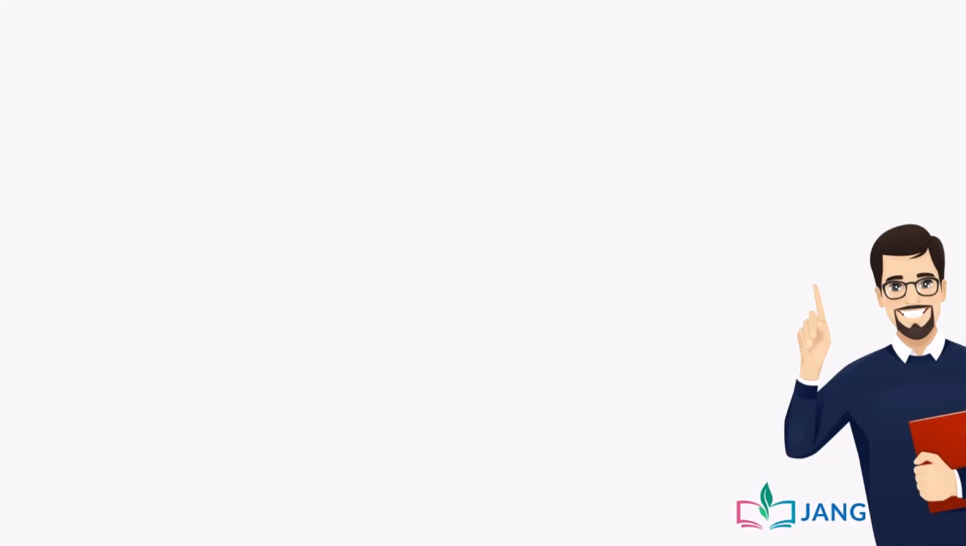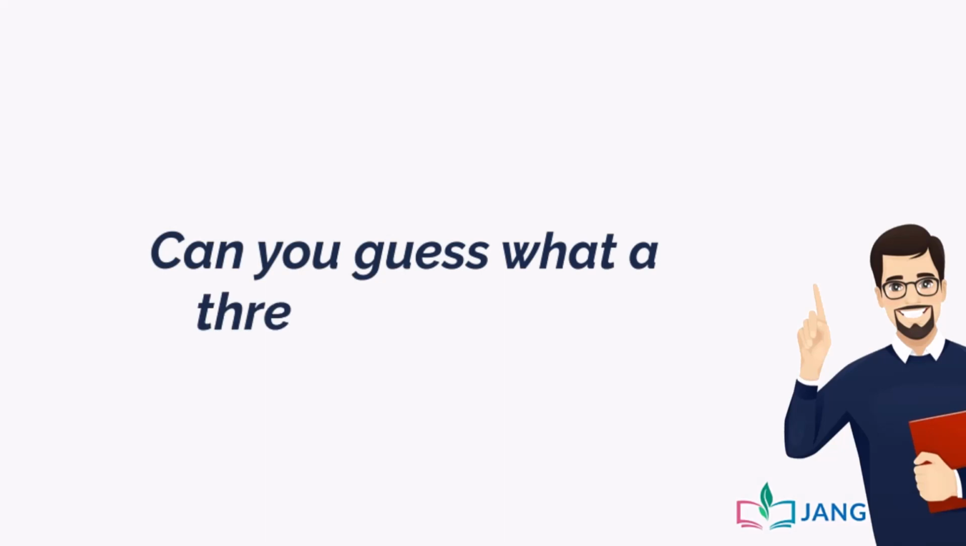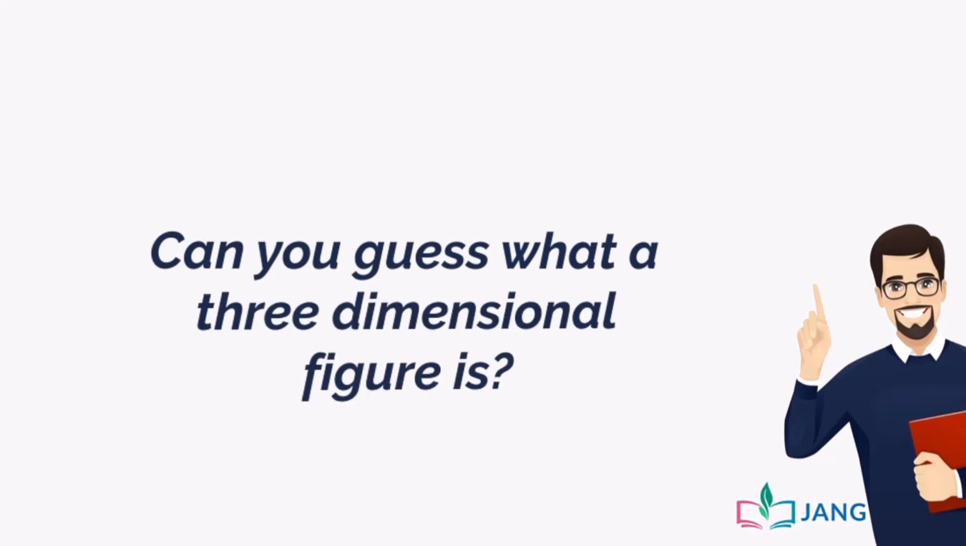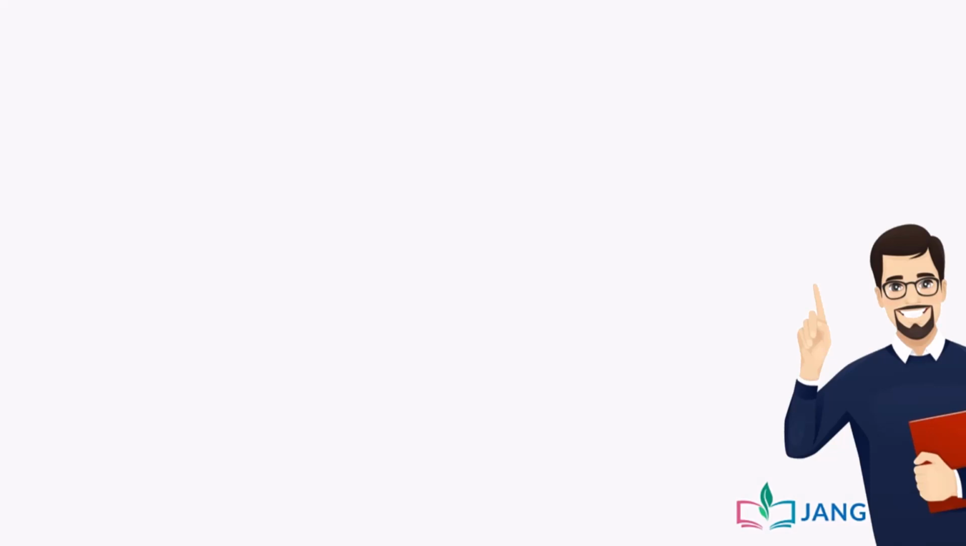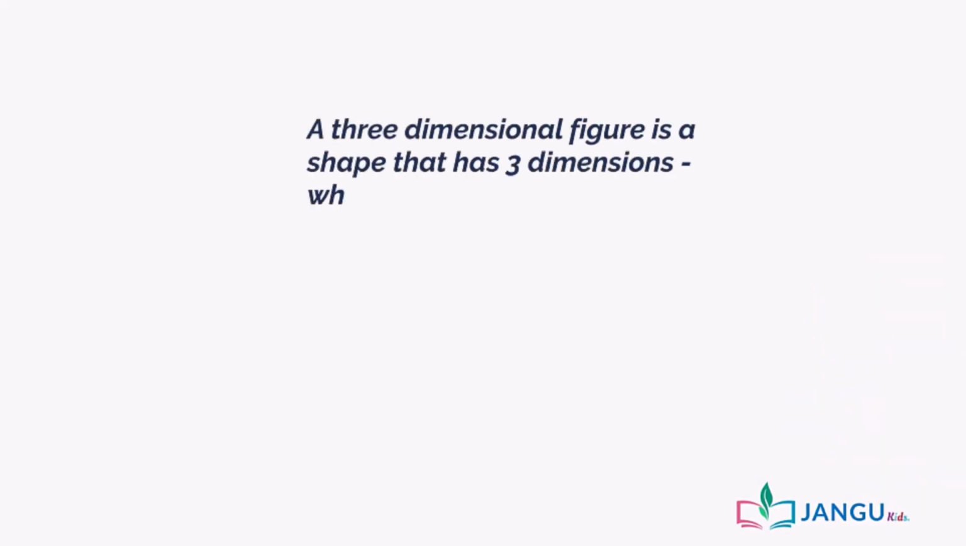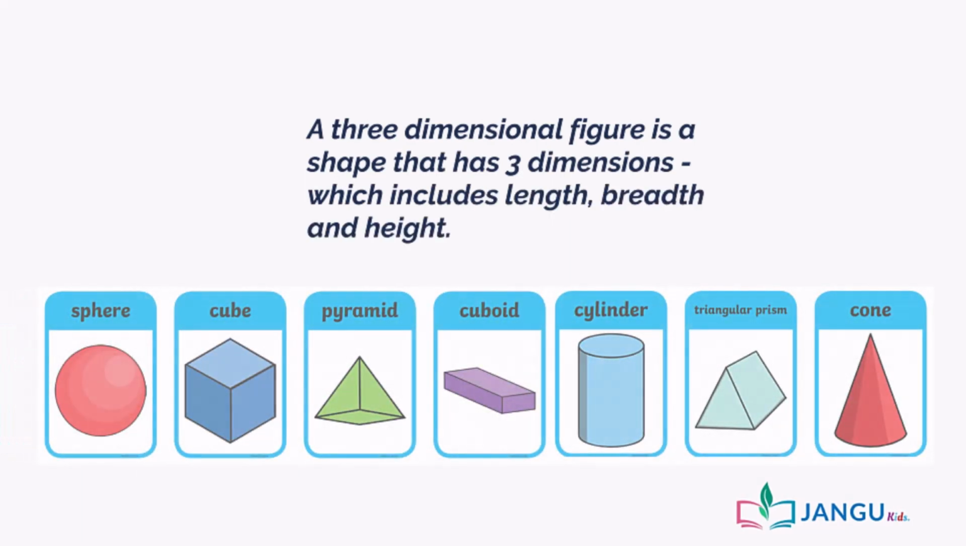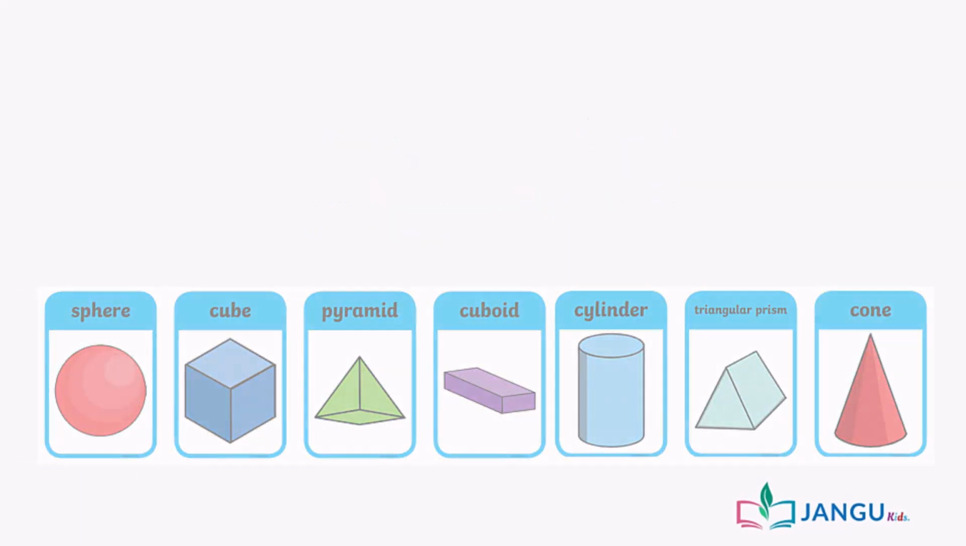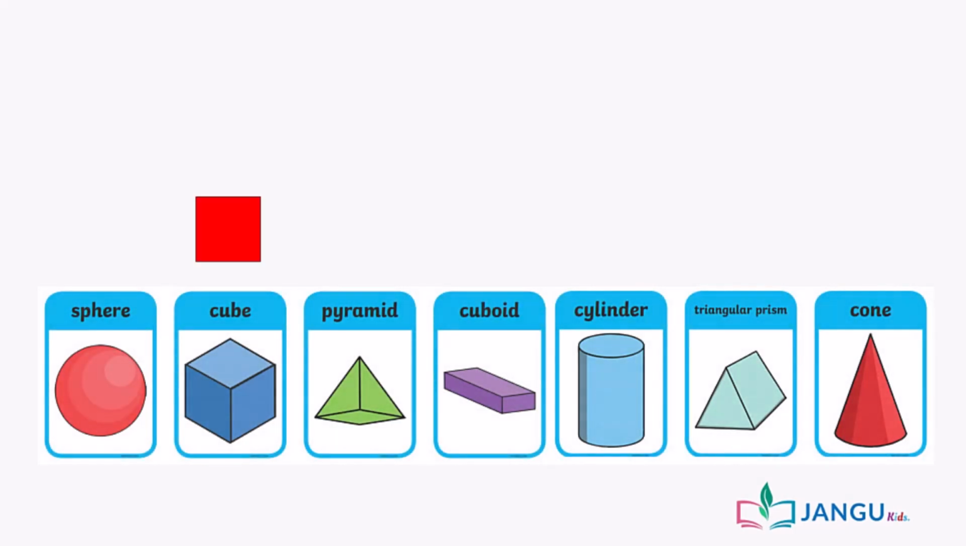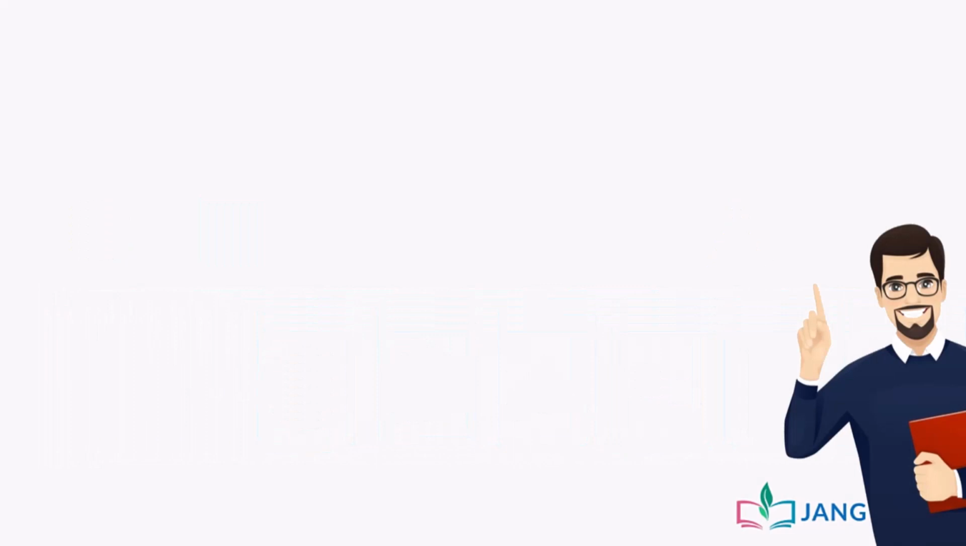Based on what you've learned in previous classes about three-dimensional shapes, can you guess what a three-dimensional figure is? Not to worry, I will tell you. A three-dimensional figure is a shape that has three dimensions, which includes length, breadth, and height. There are many types of three-dimensional figures, and most of them look like two-dimensional shapes, such as squares, circles, triangles, etc. Can you recall some examples of three-dimensional figures?